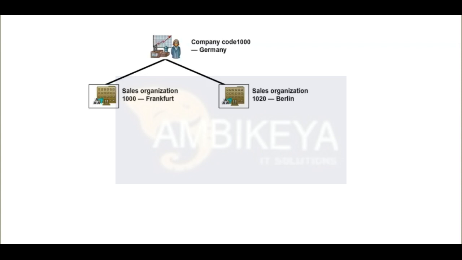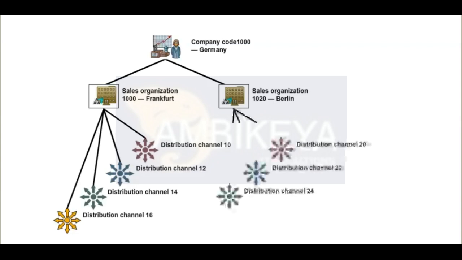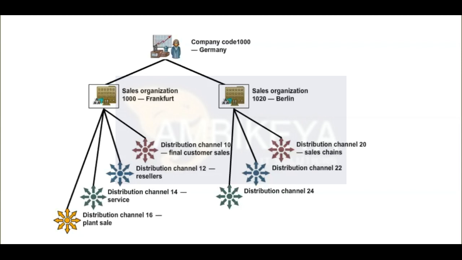Each sales organization can use different distribution channels to sell goods. In principle, a distribution channel can also be used by two different sales organizations. IDES uses the following distribution channels: final customer sales, resellers, service, factory sales, store chains, industrial customers, pharmaceutical customers.